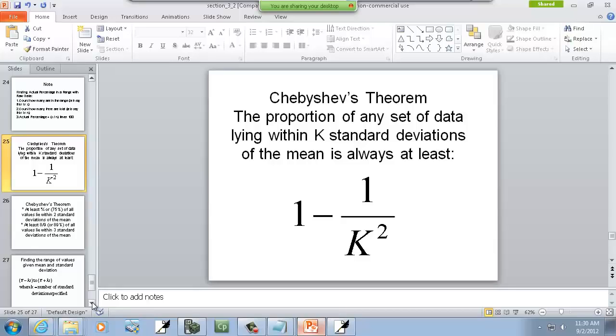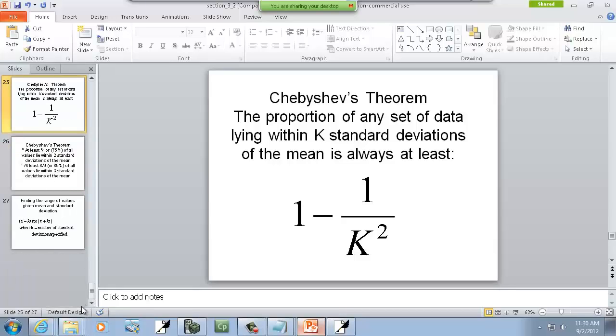Now we got Chebyshev's Theorem. The empirical rule if it's bell-shaped. And Chebyshev's Theorem says the proportion of any set of data lying within k standard deviations of the mean is always at least this. Now the neat part about Chebyshev's Theorem is it does not have to be a bell-shaped distribution. You'll find that this will hold true whether talking about skewed left, skewed right, or even the bell-shaped.